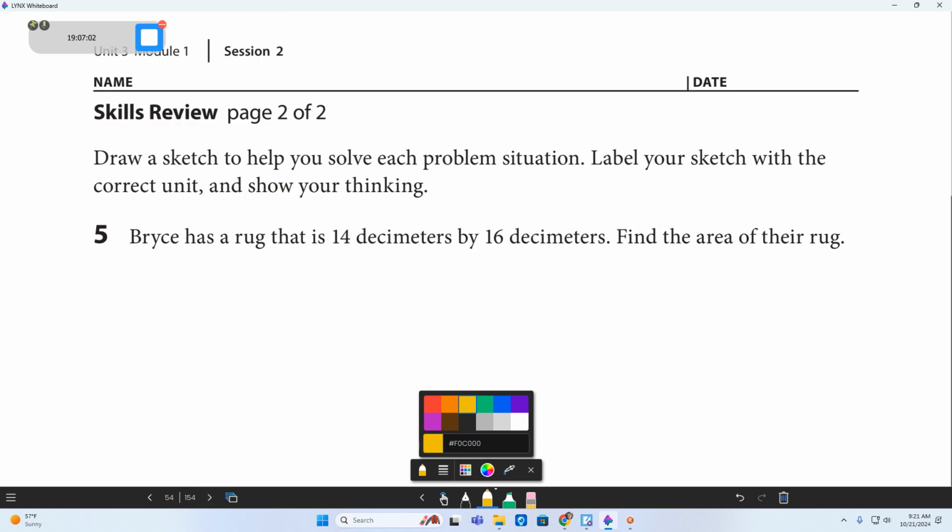Okay, let's look at page 50. Draw a sketch to help you solve each problem situation. Label your sketch with the correct unit and show your thinking. Bryce has a rug that's 14 decimeters by 16 decimeters. Find the area of their rug.